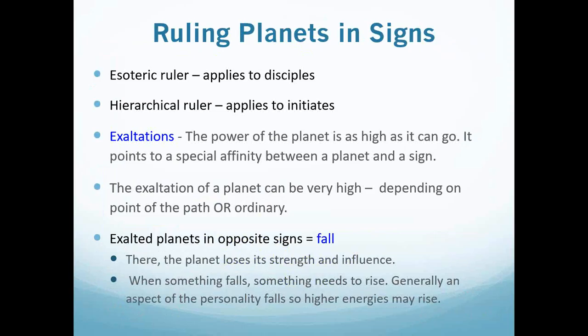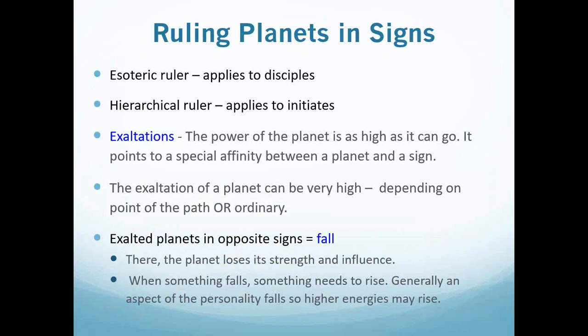So, exalted planets have opposite signs. For example, Mars exalted in Capricorn, its opposite would be Mars in Cancer, which is considered fall. When it falls, it loses its strength and influence. So we are told when something falls, something else needs to rise. Generally, an aspect of the personality has fallen, so higher energies need to rise. And we have to try to figure that out.